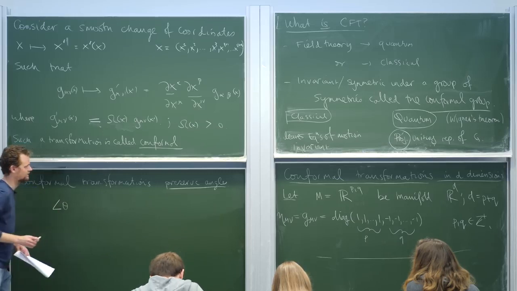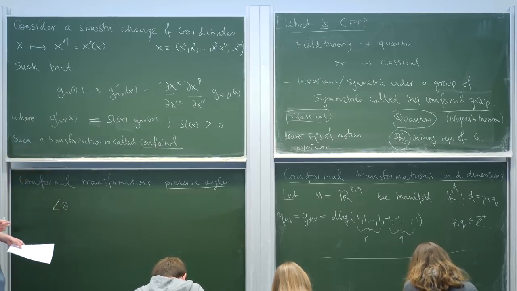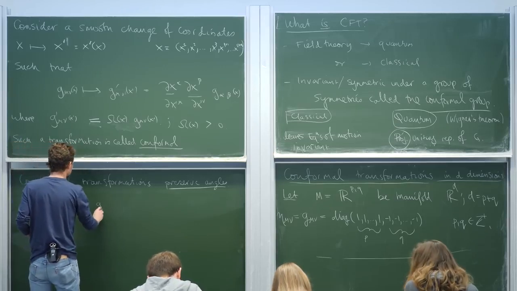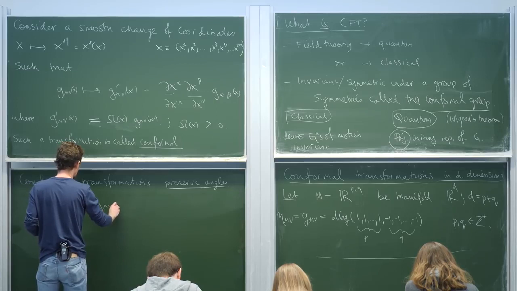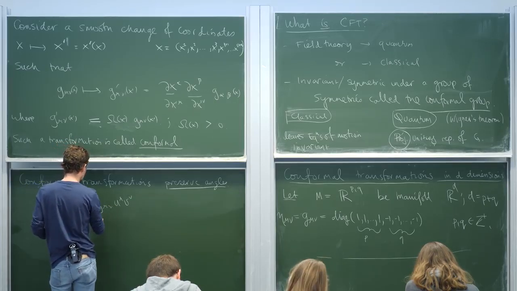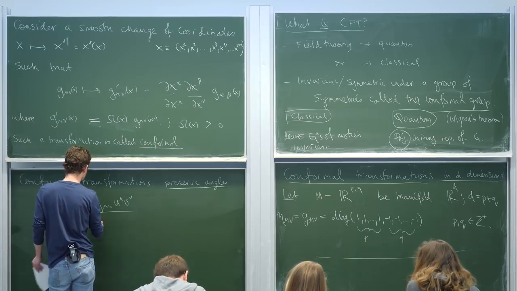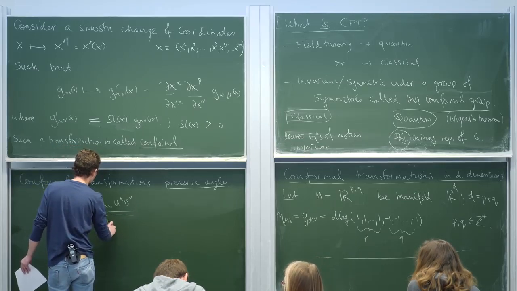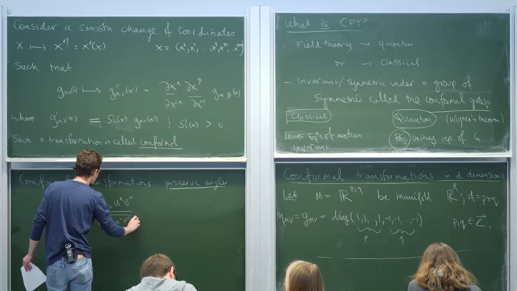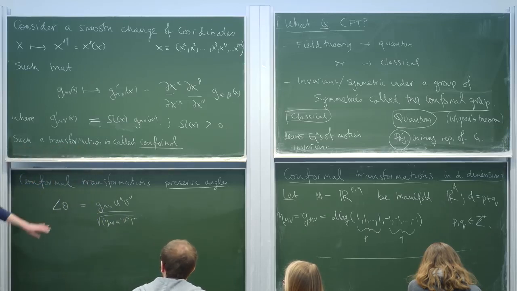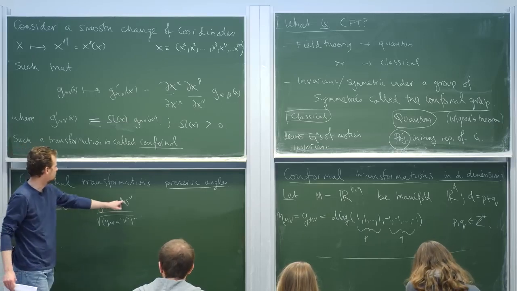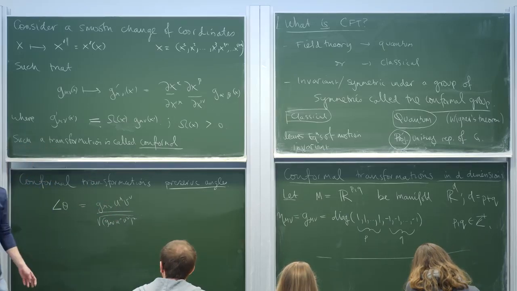So the angle between two tangent vectors is left invariant under a conformal transformation. If you have two tangent vectors, let's call them u^mu, v^nu, then this angle between them, which is given by this expression, is left invariant. You can just confirm that by looking at that equation there, that the angle between these two vectors is left invariant under a conformal transformation.